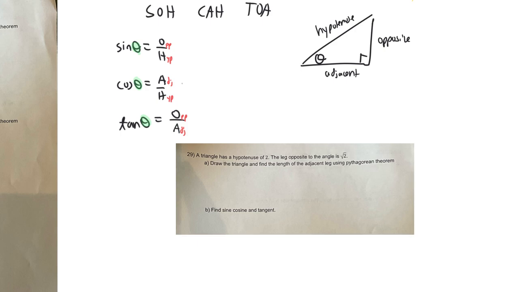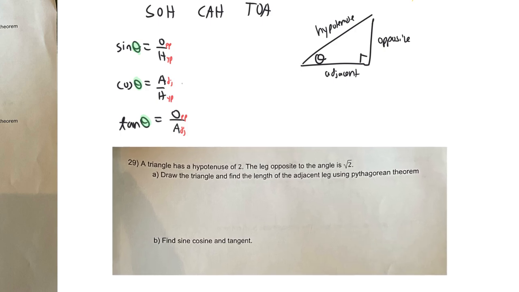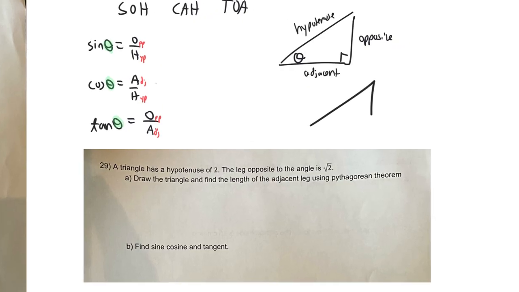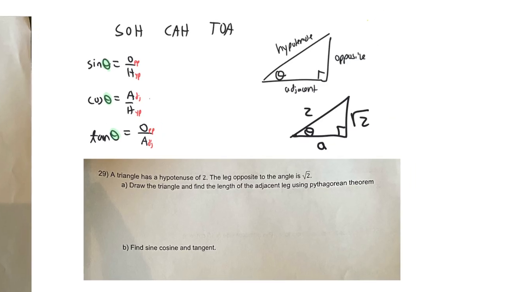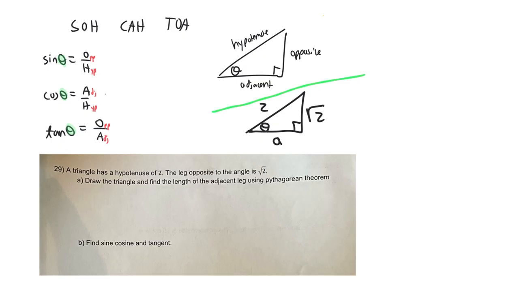Triangle has a hypotenuse of 2. Yeah, cool. So I'll just draw that. 2. The leg opposite of the angle, let's call this the angle, is radical 2. Draw a triangle and find the length of the adjacent leg. Okay, so we'll just call that A. Due to the Pythagorean theorem, I think we all understand that that is going to be a squared plus radical 2 squared equals 2 squared.